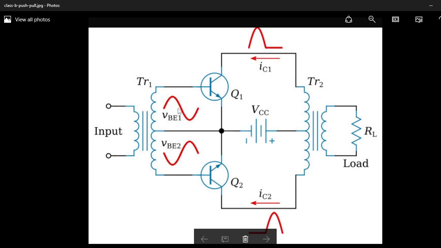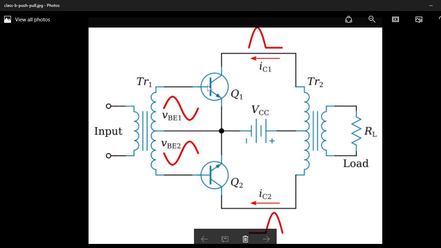In this video, I am going to explain Class B push-pull amplifier analysis. Okay, this is a basic circuit diagram of a Class B push-pull amplifier. Here two identical transistors Q1 and Q2 are used.